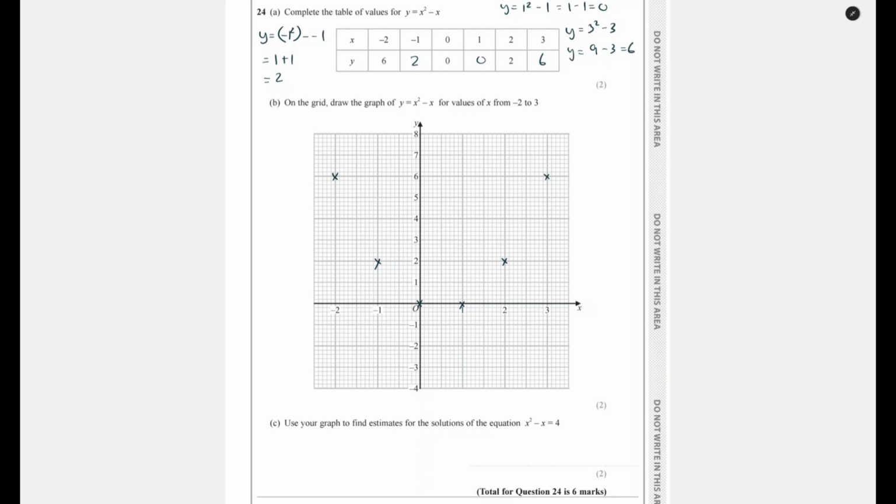Now all we need to do is draw in our graph. So it will look something like this, with a curve at the bottom going up.